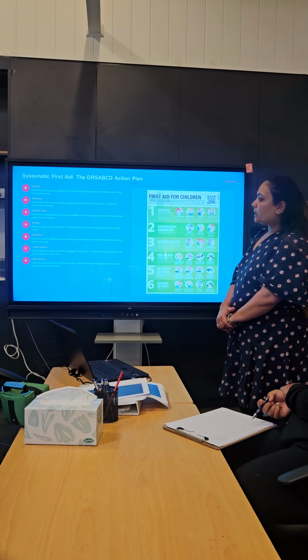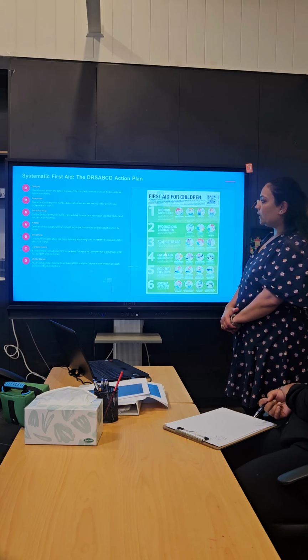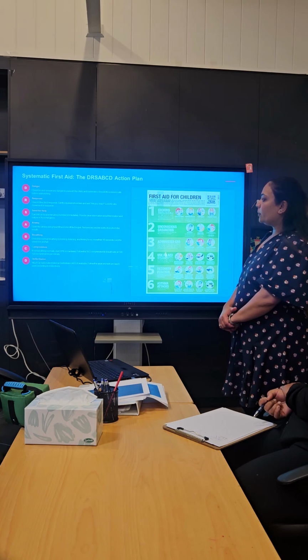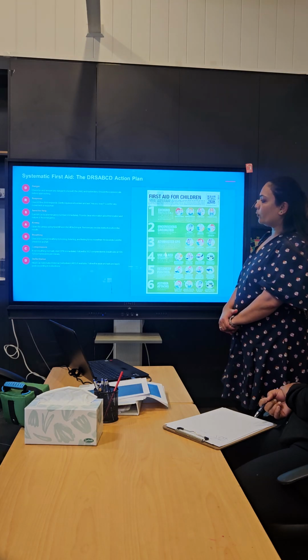So, A is for airways. Open the airways using head tilt and chin lift technique. Remove any visible obstructions from the mouth. B stands for breathing.